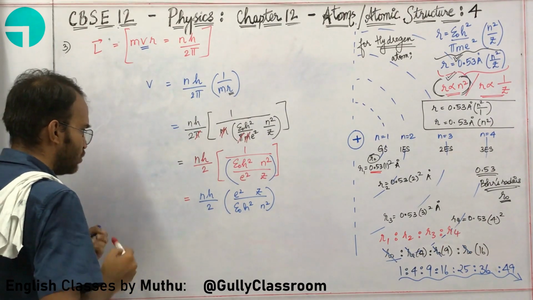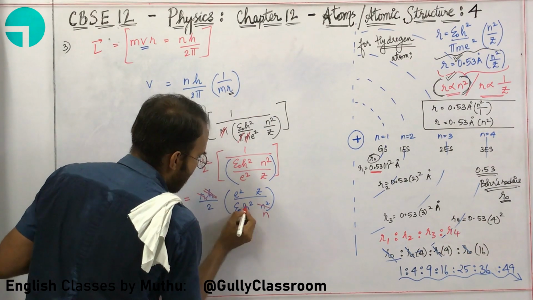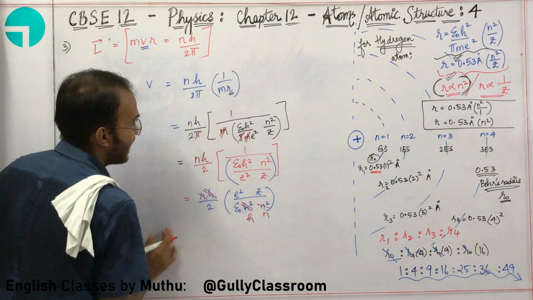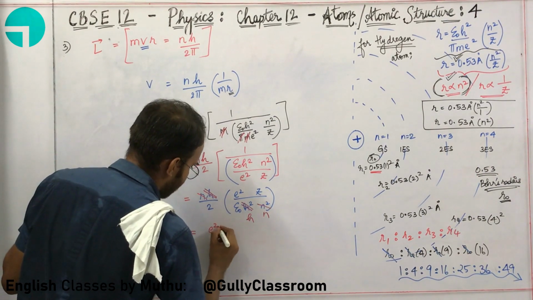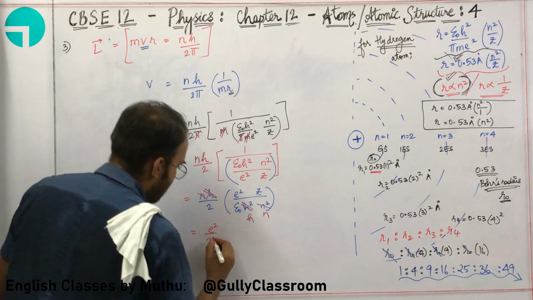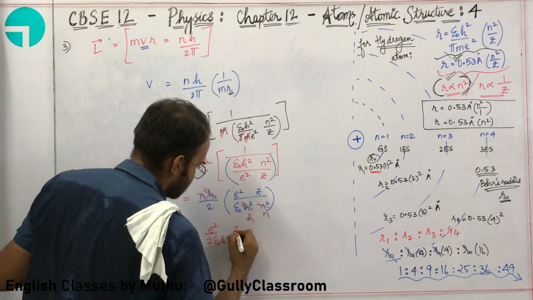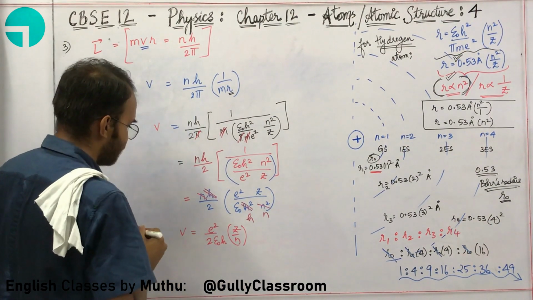What else am I going to do? I am going to cut n and n. I am going to cut h and h. How can I write this particular equation? I can write this equation as, bring e square outside, e square by 2 epsilon naught h, z by n. What is this? This is nothing but the velocity of the electron.